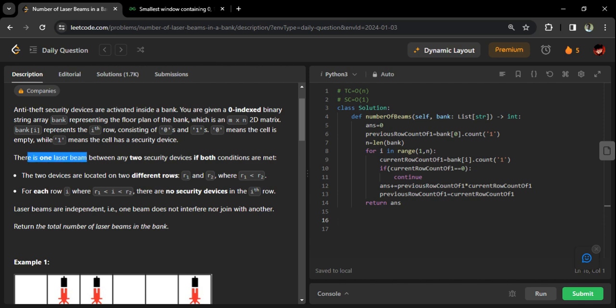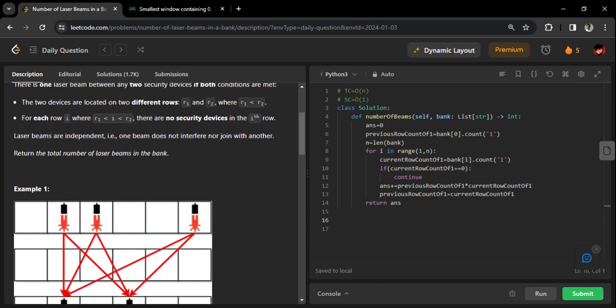There is one laser beam between any two security devices if both conditions are met. What are the two conditions? The two devices are located on different rows. And there is no security device in the rows between them. That means, try to understand this. Let me show it in the picture.